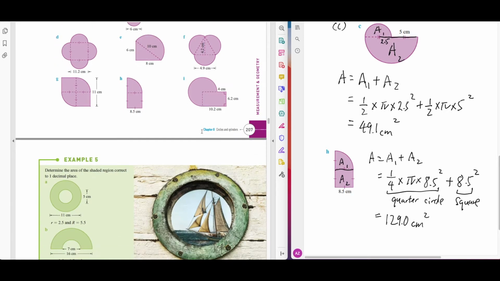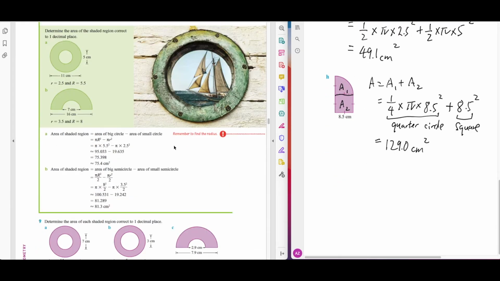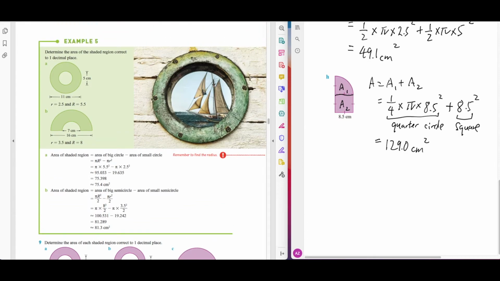Alright. Now I'm going to move on to some even more difficult questions where, rather than doing one area plus another area, you have to do one area, subtract another area. So let's take a look. For this donut looking shape, how do you find the area of the shaded region? Well, you can think of it as big circle take away small circle, right? And that's how you get the area.